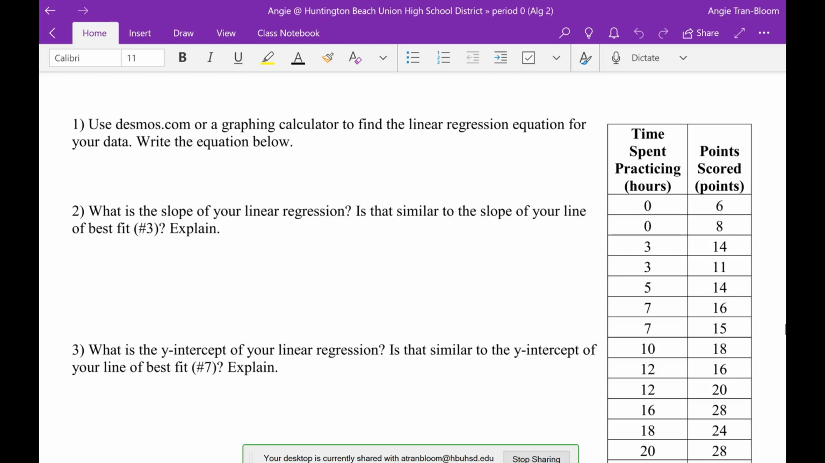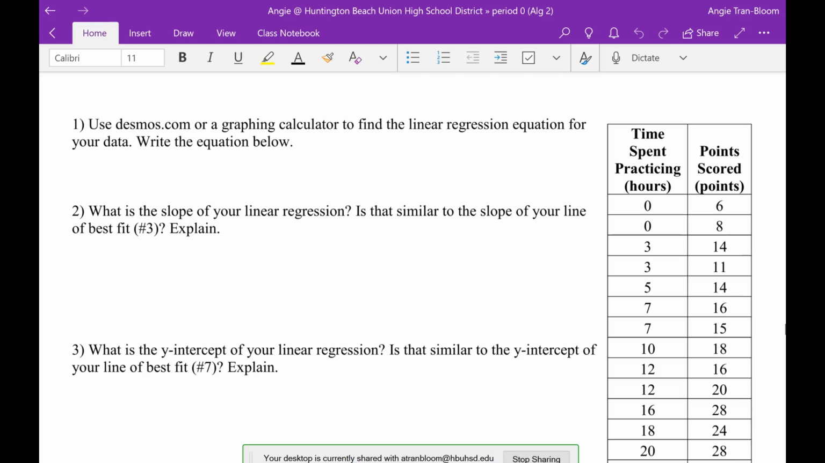Hit edit. Okay? So hit stats. And hit edit. It should bring you to a screen. Can you see a bunch of lists? L1, L2. Can you see a bunch of L1s, L2, L3?